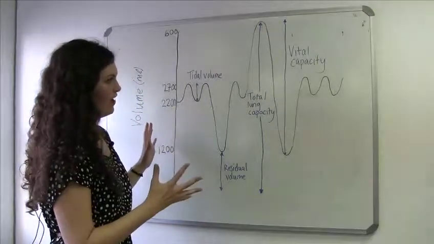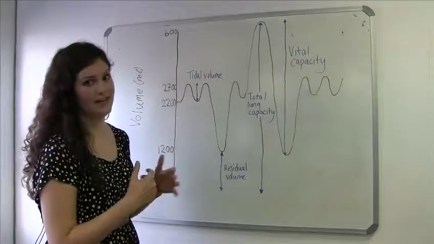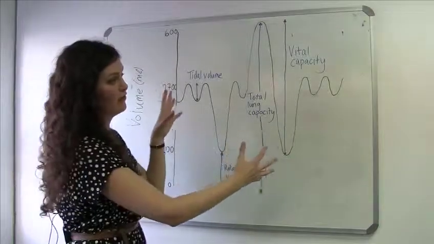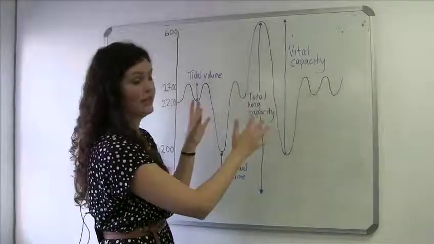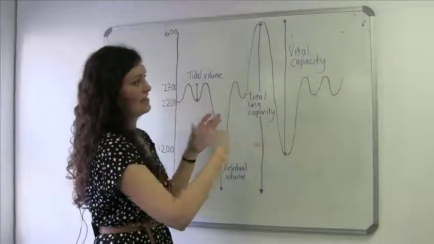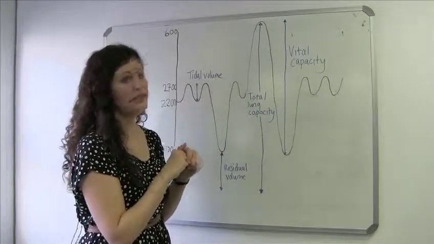And you need to be able to read a graph like this and fill in the blanks, even if the graph was written the other way around. If the order wasn't exactly the same, you need to be able to interpret it and read it.